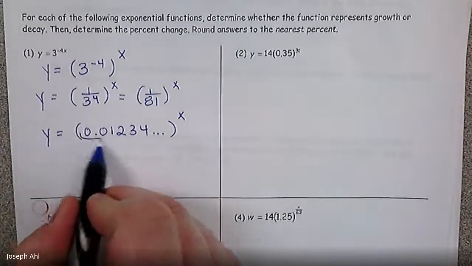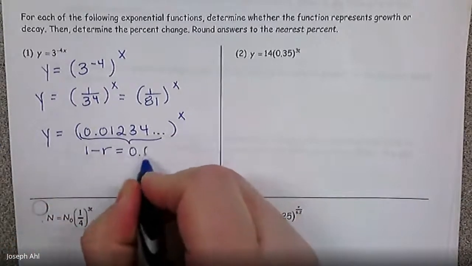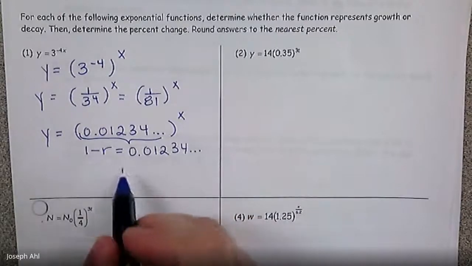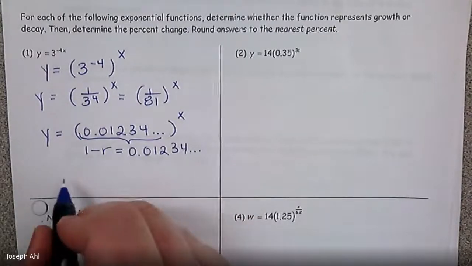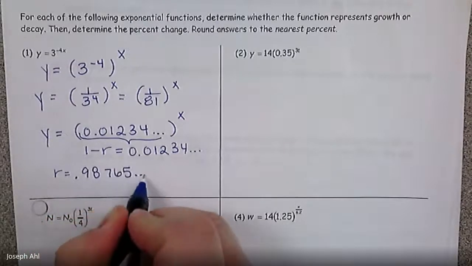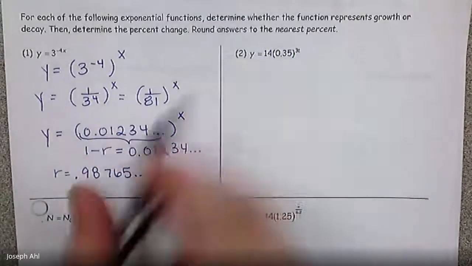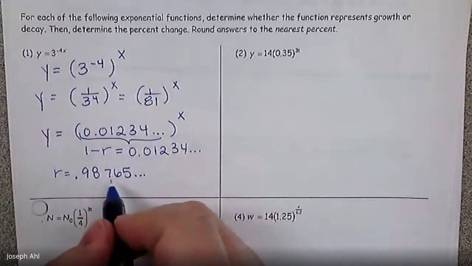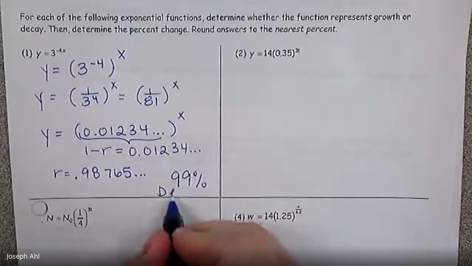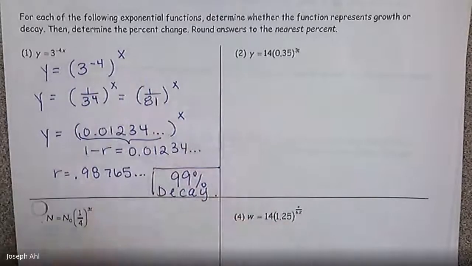Keep in mind that this number in the parentheses is what 1 minus r is equal to. So if you subtract 1 and then divide out the negative in front of the r, you're going to get that the rate is 0.98765... So if this is the rate of decrease, it says round to the nearest percent. Well, this would be 98.7%, or in other words, this is a 99% decay rate. You're basically left with just about nothing as you plug in values for x.